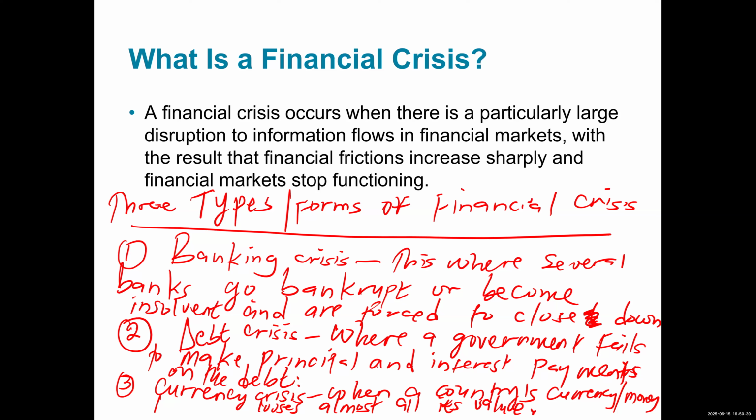There are several examples I can give here. In 1994 to 95, the Mexican peso lost almost all its value. So Mexico went through a serious currency crisis in 1994. And then going back to the 1920s, Germany went through a very serious currency crisis. The German Deutschmark lost almost all its value.